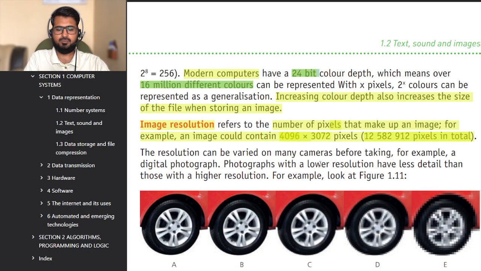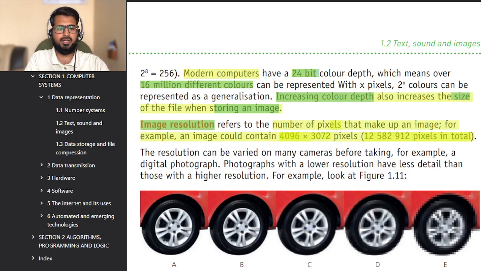Now it's saying increasing the color depth will increase the file size. We know that's common sense nowadays. If the file size is increased, the quality is also increased, and if the file size is decreased, the quality is also decreased. Now, another concept is image resolution. We discussed that in the example, that the total number of pixels is called image resolution.